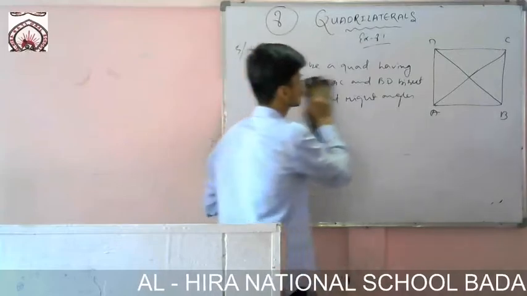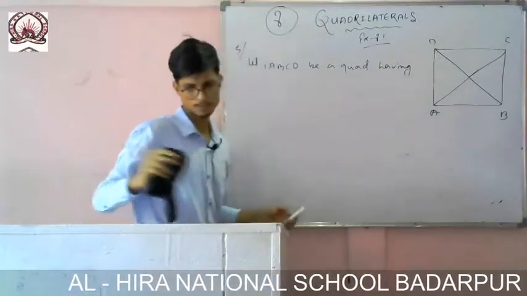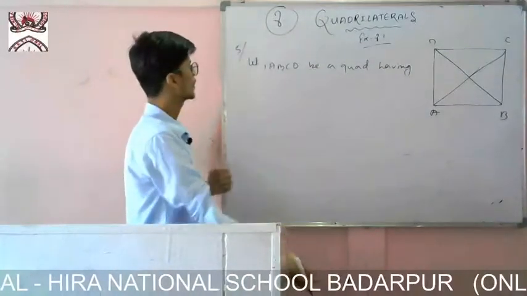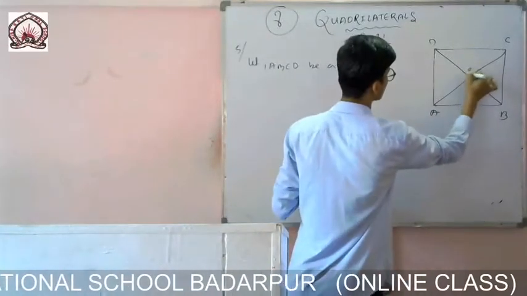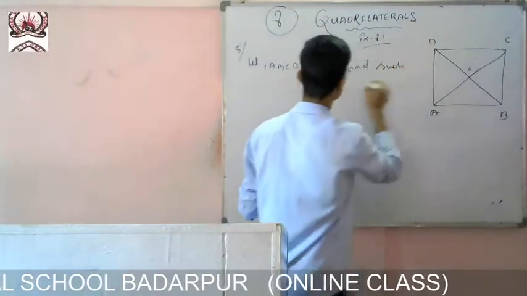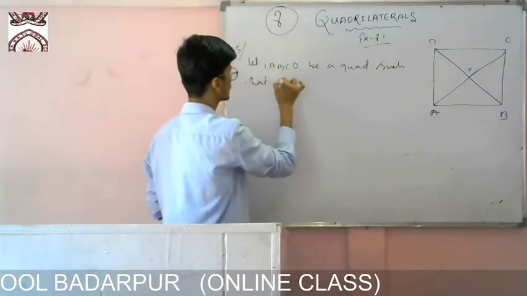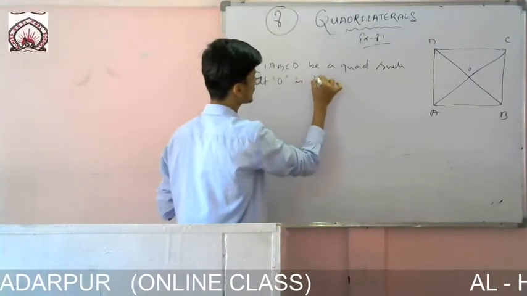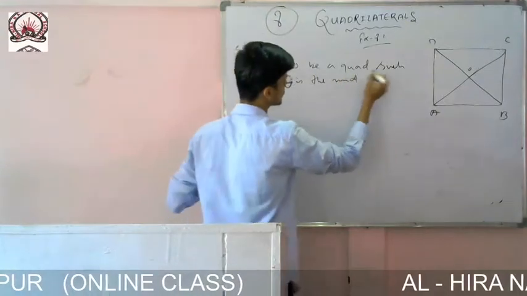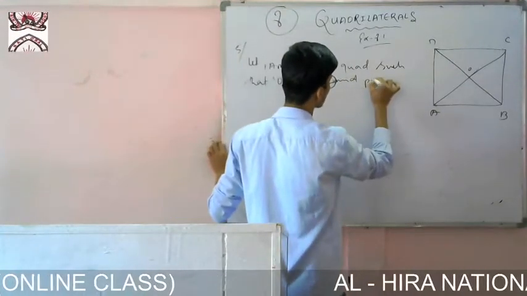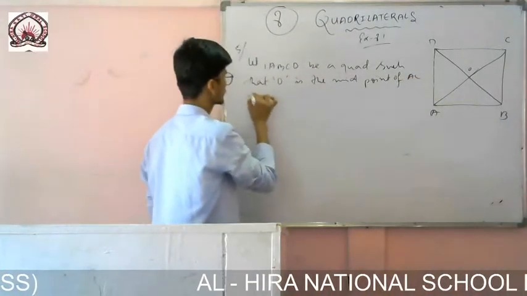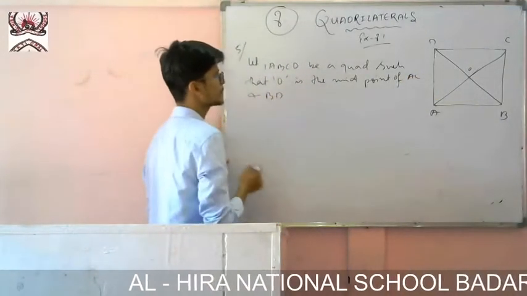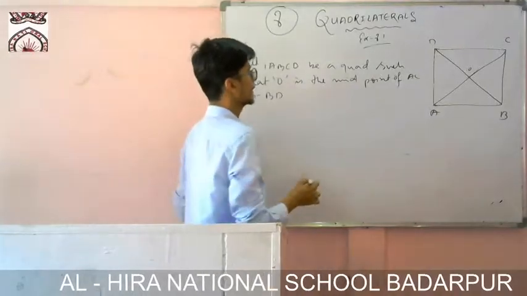Okay, you write it like this. This is getting a little confusing, no? So, ABCD be a quadrilateral, you write like this, such that, same thing I am writing, such that O is the midpoint. That means O is the midpoint of AC and BD.